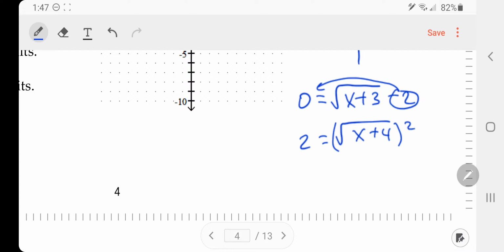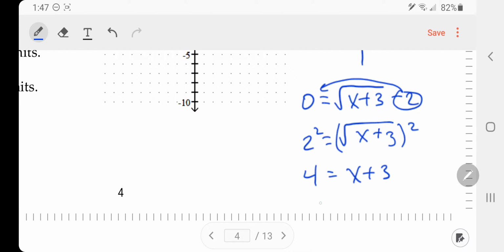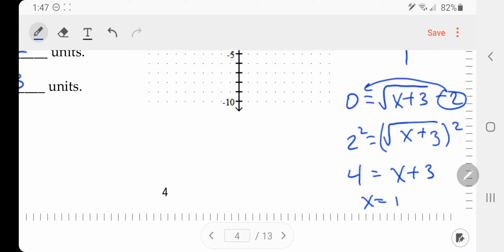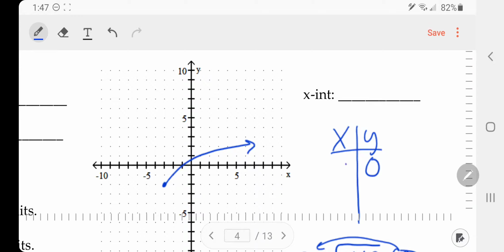Square both sides. Whoops, and I notice I wrote a 4 instead of a 3. X plus 3, and then we can see that x is 1. 1 plus 3 is 4, so that's going to be our x-intercept. And can you see that I missed it over here? Missed it. So let's go back and redo that.